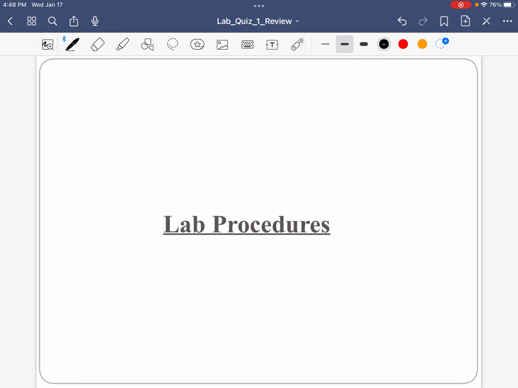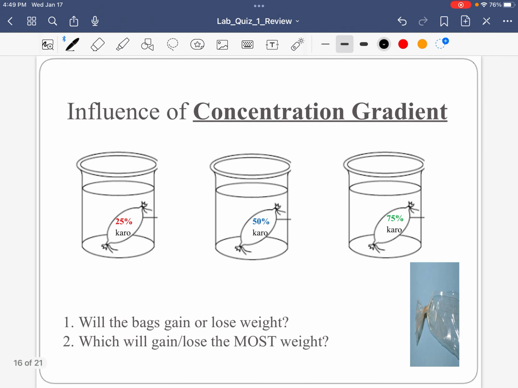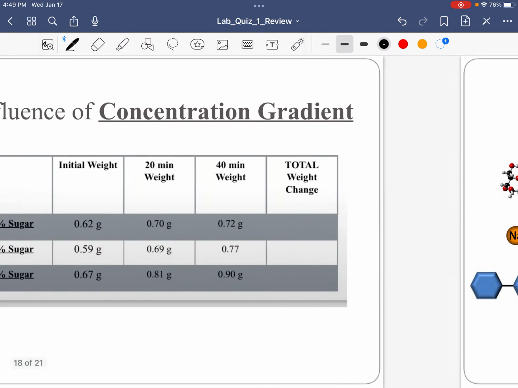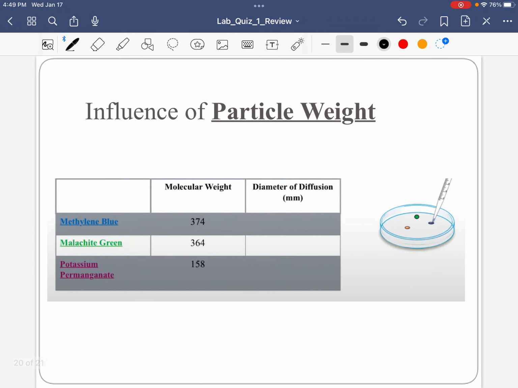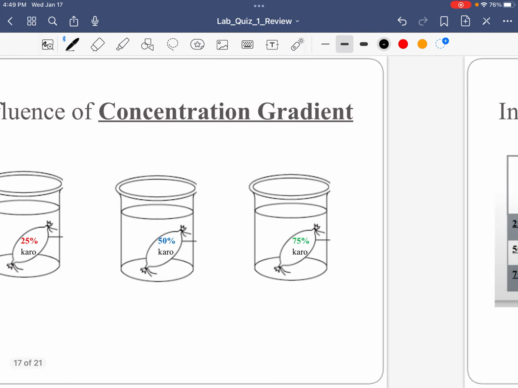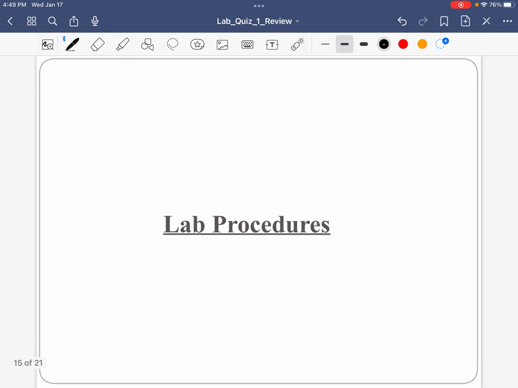Okay, I'm going to quickly go through these last parts. The last thing to review for your lab quiz would be what we would have done in lab. And I mentioned this on the board. I told you we were looking at the influence of 3 things on diffusion. Now that we have defined diffusion, now let's talk about what influences diffusion, the rate and the amount. Concentration gradients, one thing we looked at, particle size, and particle weight. Make sure that you know the relationship between these.